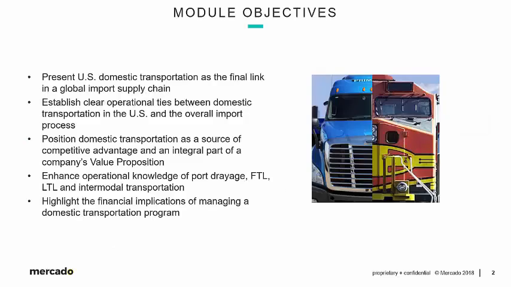We have 5 objectives in Module 10. The first is to present U.S. domestic transportation as the final link in a global import supply chain. This is an important theme. We've spoken from the very beginning about the need to integrate all facets of an inbound program. We will continue that with domestic transportation.